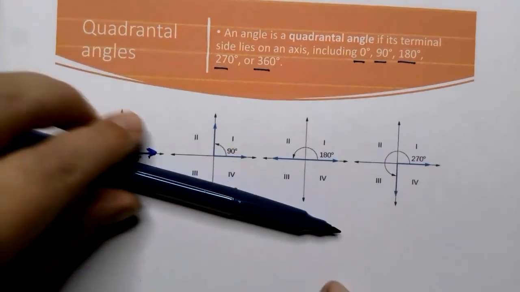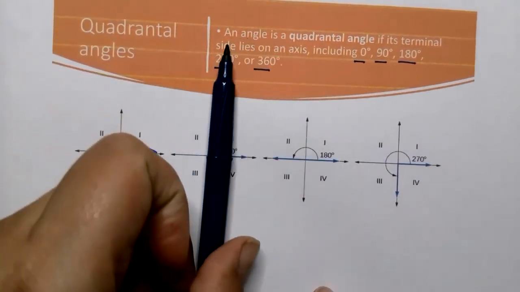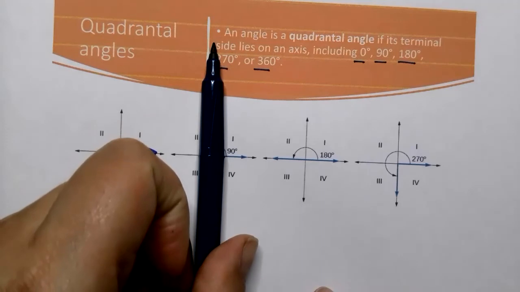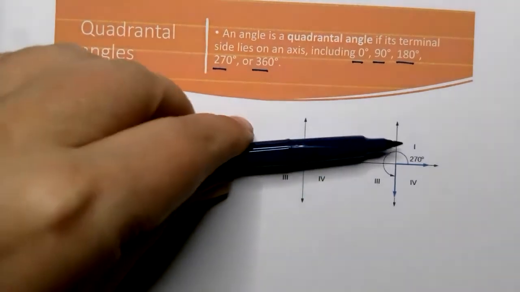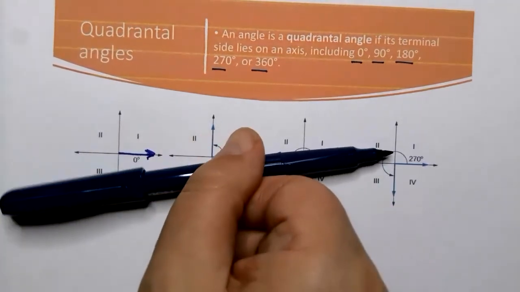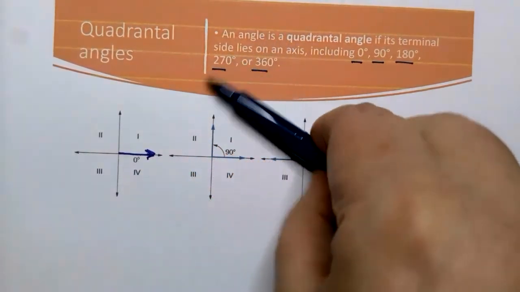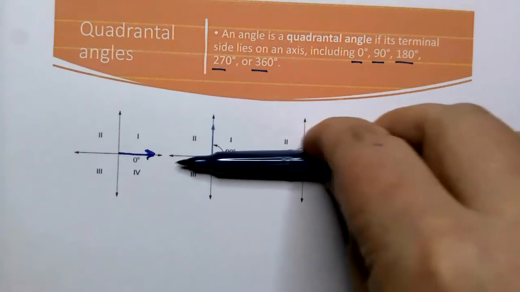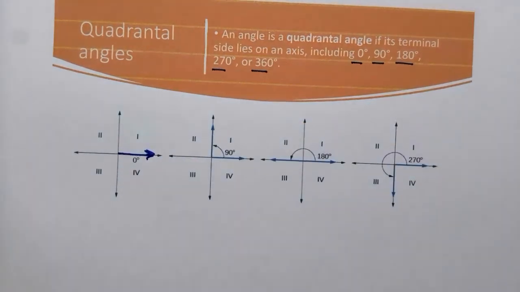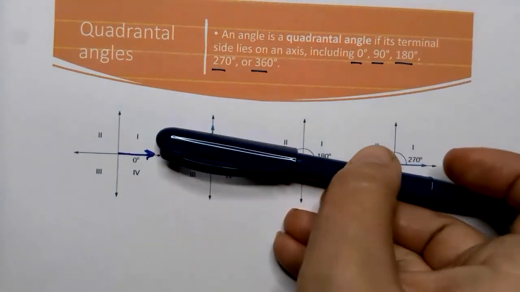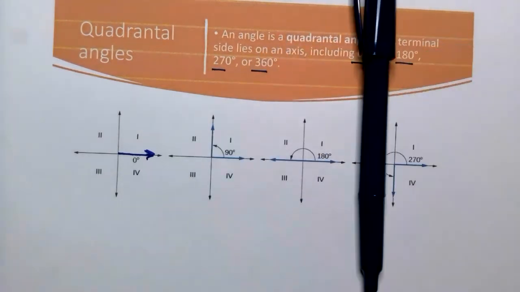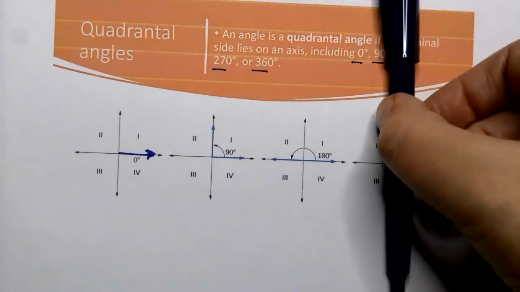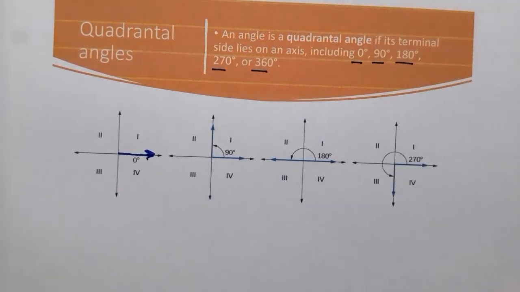90 is a quarter circle, so the terminal side points up, just like here. And then we have 180. 180 is a half of a circle, so its terminal side points that way. And 270 is actually 3/4 of a circle, so the terminal side will point down.